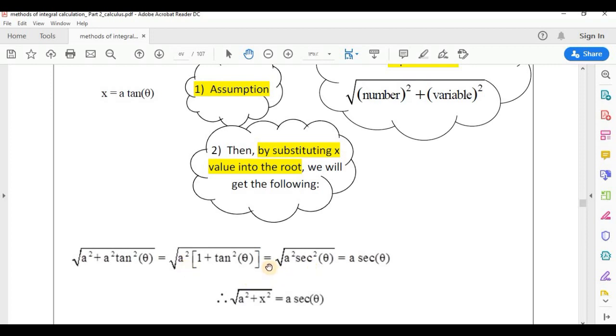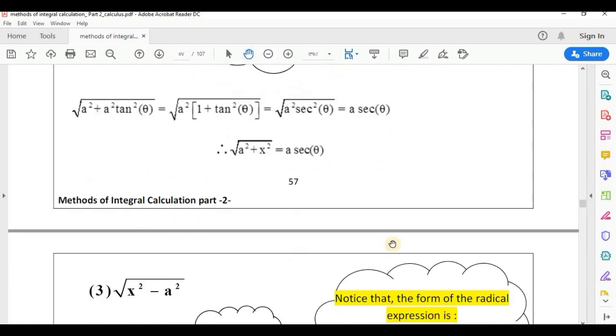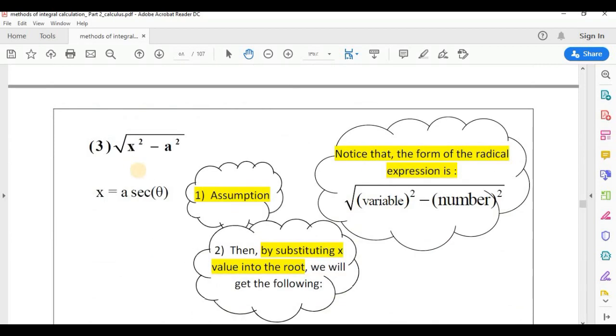Then the result will be equal to the square root of a square multiplied by sec square. After the simplification, we will get rid of the root. The expression will become a multiplied by sec theta. Then the square root of a square plus x square will be equal to a multiplied by sec theta. Simple and easy.